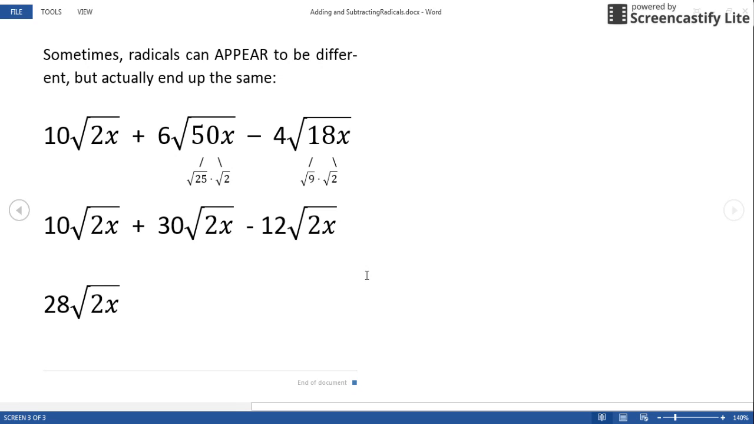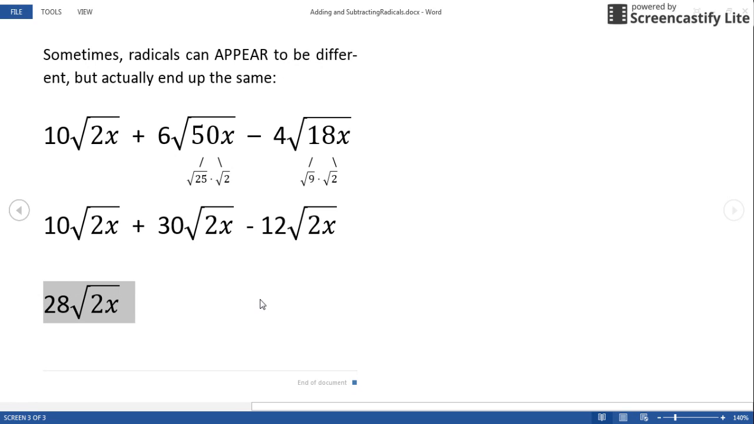Now everybody is exactly the same square root of 2x. Same index, same radicand, so these can be combined. If we take 10 and add 30, that gives us 40. Then if we subtract 12, we end up with 28 times 2 square root of x.